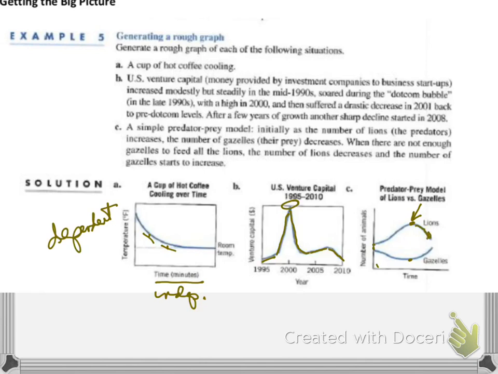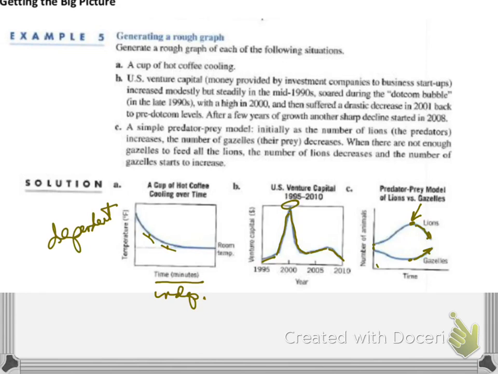As the lions fall off, what happens to the gazelles? The gazelles can increase again. And then that pattern's going to continue on and on. So again, graphs can tell us some very good information. They can tell us stories in a short, concise manner, and you want to be able to interpret what's happening with the function in terms of increasing and decreasing.